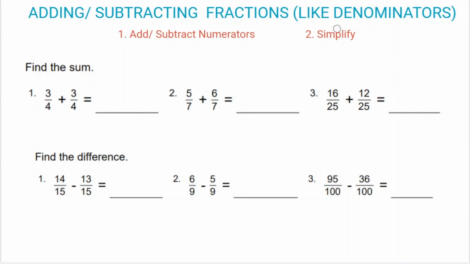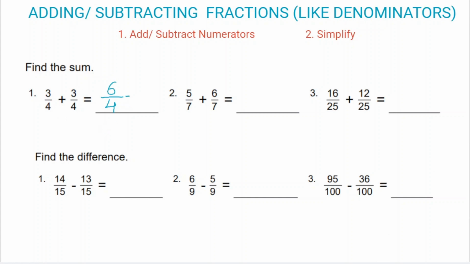Let's first deal with the like denominators. Like denominators means that the denominators are exactly the same value. Look at the first example. The denominators are 4 and 4 in both the fractions, so we are just going to keep the denominator 4 in the answer as well. And then we are just going to add or subtract numerators, whatever we need to do. So 3 plus 3 is 6. My answer is 6 over 4.